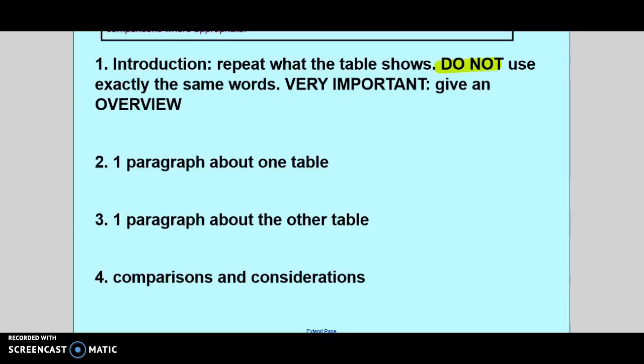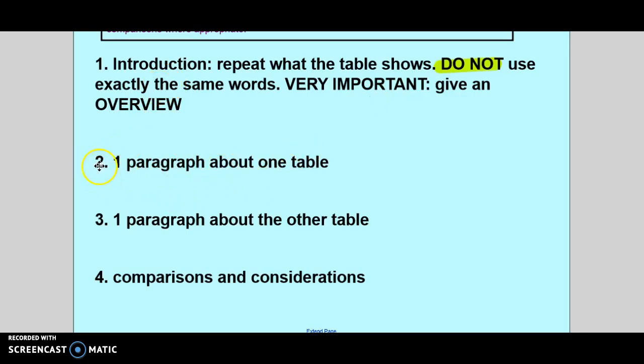So very important, remember, you need to write 150 words at least. It's very important that you write an introduction where you repeat what the table shows, but do not use exactly the same words. It's also very important to include an overview. An overview means quickly saying in 1 or 2 sentences what the most important trend or the most important information in the table is.